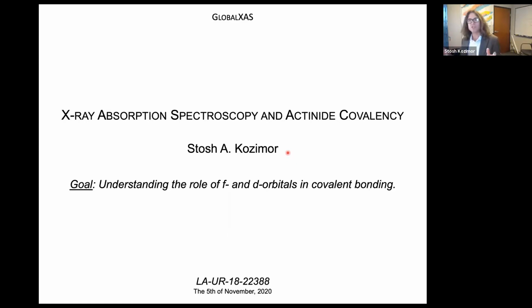And what we've tried to do is assemble a team who have very different perspectives and try to advance general understanding on the role of f and d orbitals in covalent bonding for actinide elements.